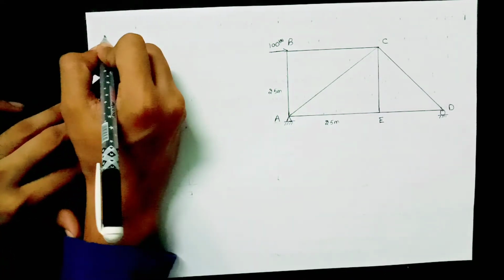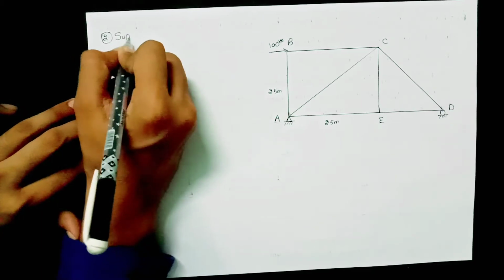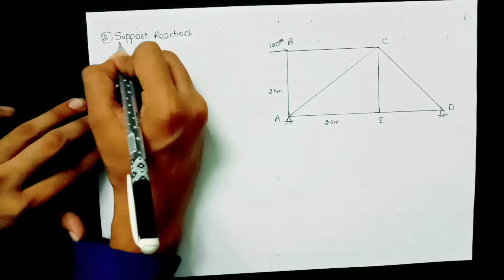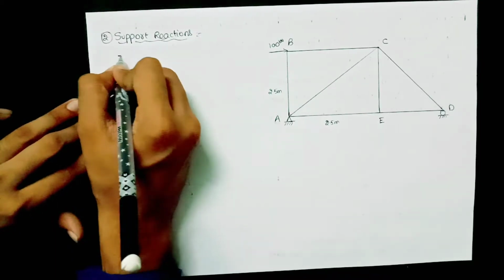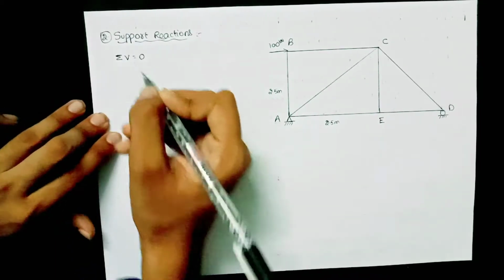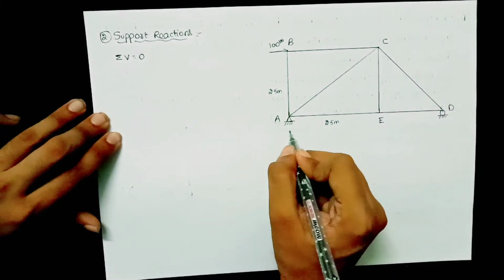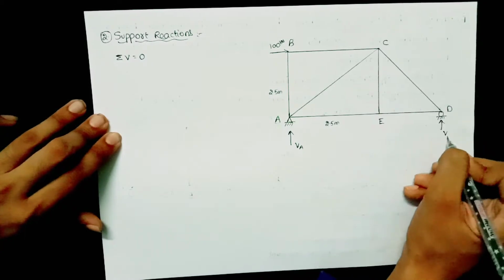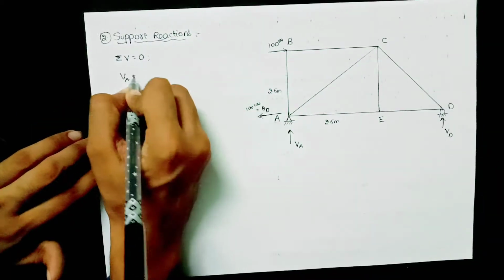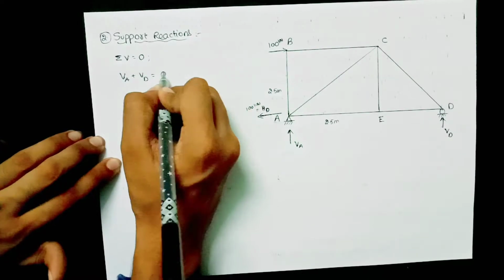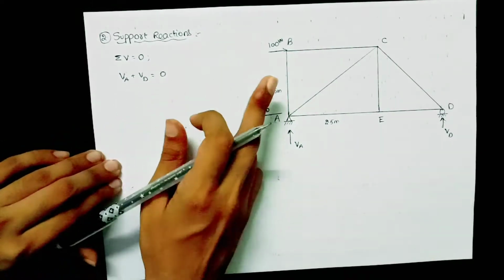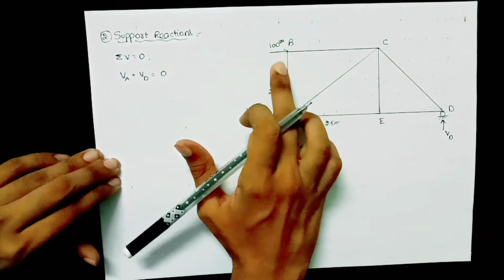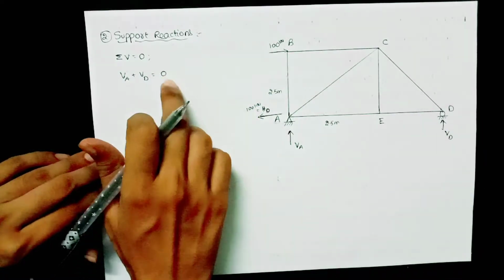The next step is to calculate the support reactions. Applying the first equilibrium equation, sigma V equal to 0. Here there is a hinged support. Let the vertical reaction at A be VA and the vertical reaction at D be VD. So VA plus VD equal to 0, since there are no vertical loads, there is only one horizontal load. VA plus VD equal to 0.